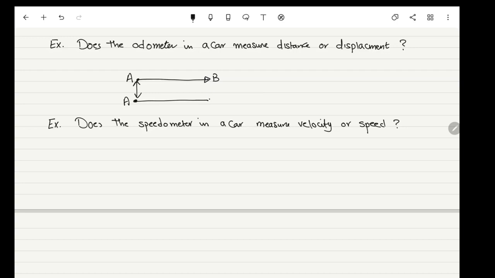Another example: does the speedometer in the car measure velocity or speed? Obviously, a speedometer in a car measures speed, not velocity. Velocity is a vector quantity which depends on the direction, but the speedometer doesn't care about the direction. It measures the magnitude of the velocity, which is in this case speed.